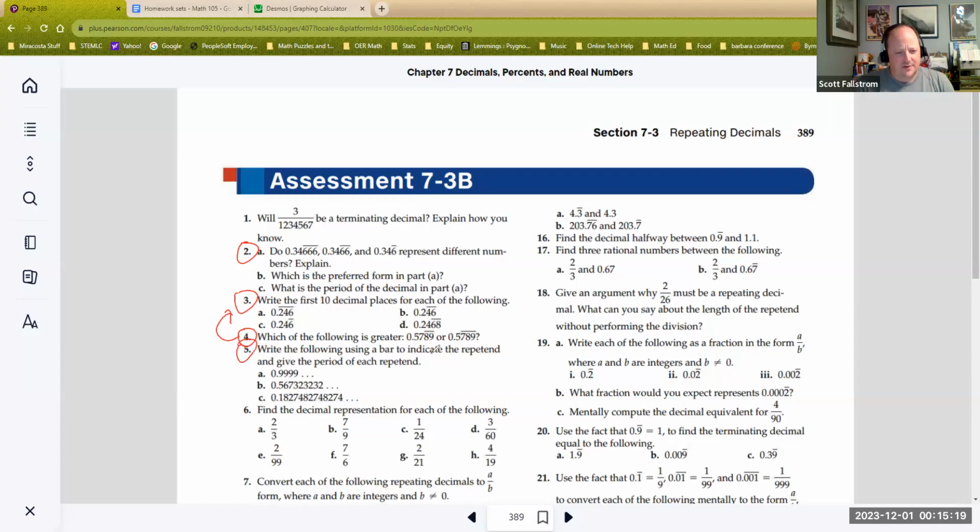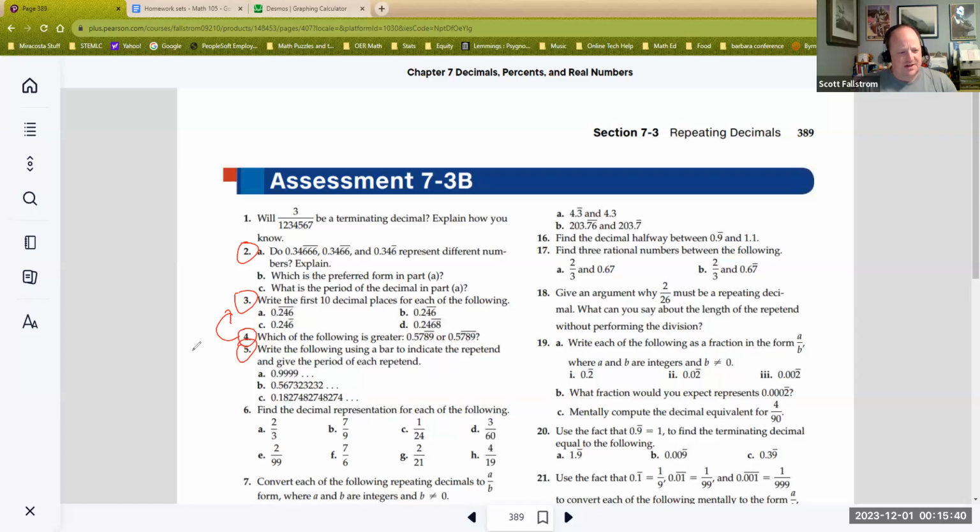Let's see here, write the following using a bar to indicate the repetend and give the period of each repetend. Okay, so they're assuming that it continues exactly as it has in the past. So they're looking at repetends that would be visible with what they've shown you. So that's not too bad.